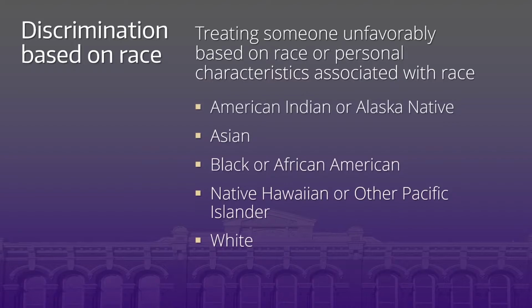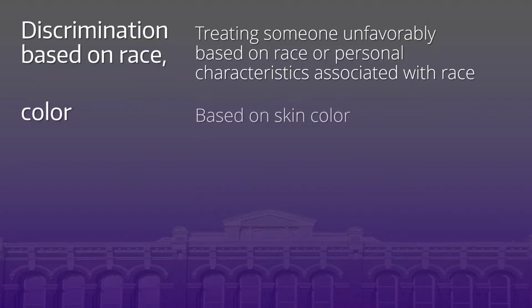Race can be defined as a person's self-identification with one or more social groups. People can identify with more than one race. Color discrimination is based specifically on skin color, pigmentation, complexion, shade, or tone.